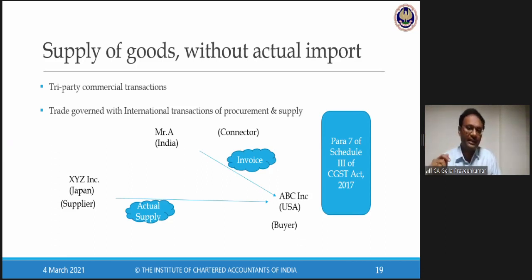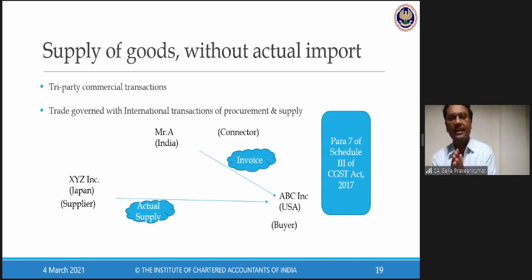Look at the way the transaction is done. From Japan, goods do not enter into India. From Japan, goods go directly into the US. So from A's perspective, A need not declare that it is an import. A at the same time cannot declare that as an export. Why? When it is not touching my Indian soil, I cannot call that an import or export into India or out of India.